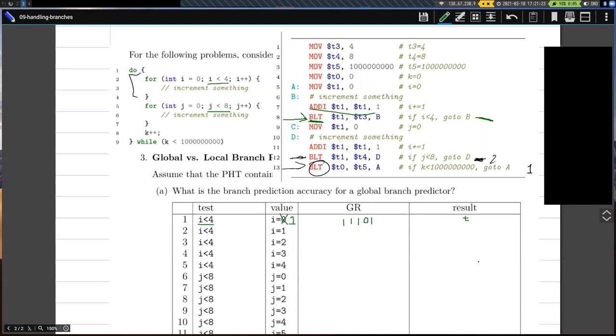So how did we get the result? I'm just looking at this test, right? Kind of, and seeing that when we do this I less than four test, and I is one, well, that's going to be taken. So it's not based on this or anything. It's not based on anything in the register. It's just based on the actual evidence of what happened to that branch.